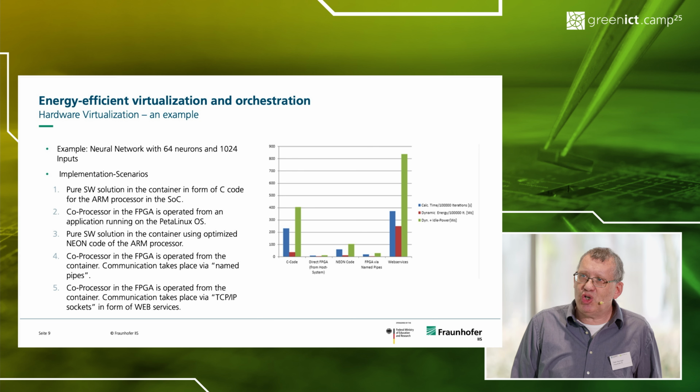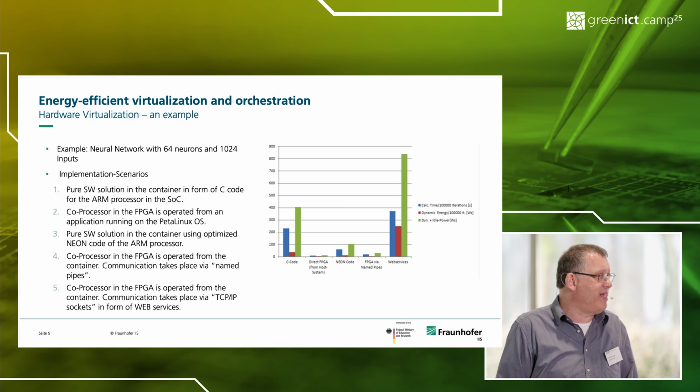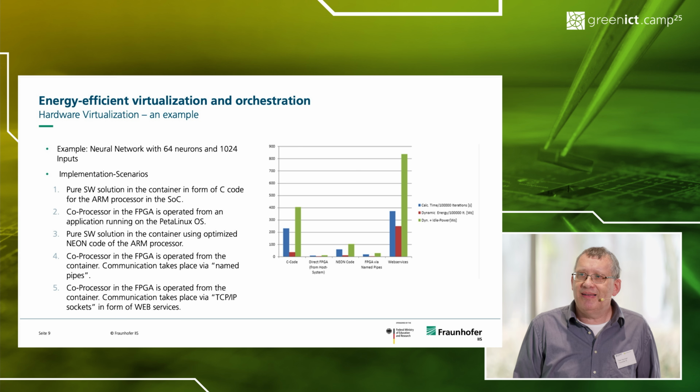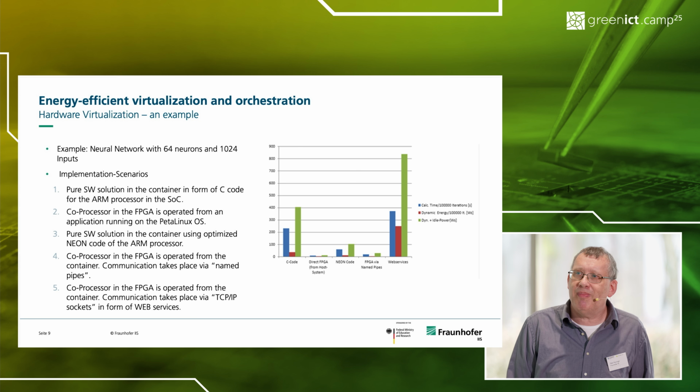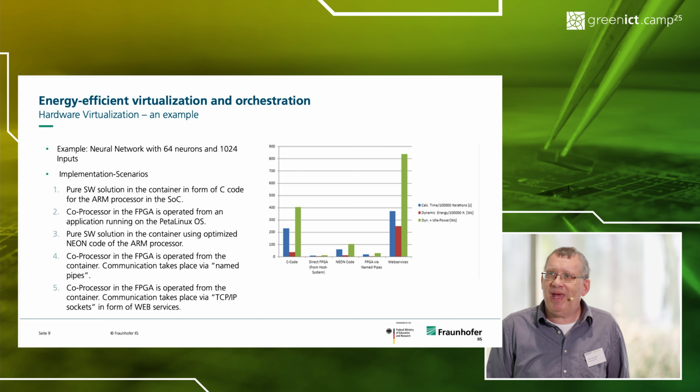And the next part shows optimized code. ARM has a special optimized code, very near to assembler. And you see that it's also possible to optimize the C code to get better energy consumption and better speed behavior.